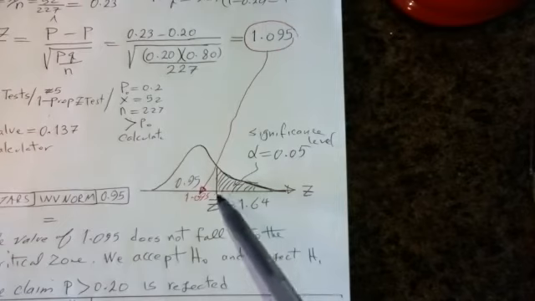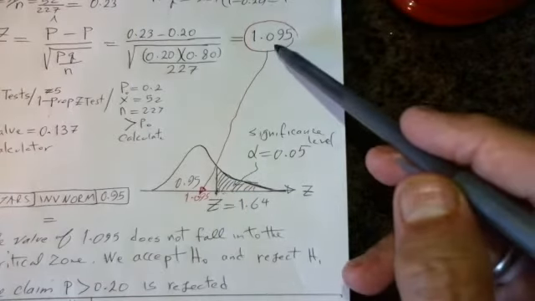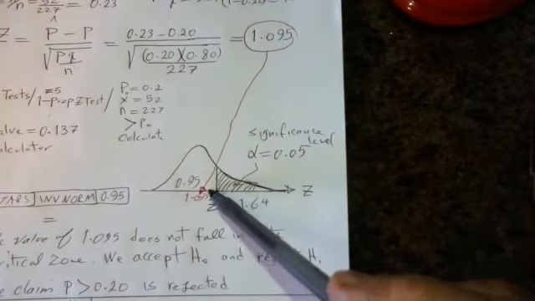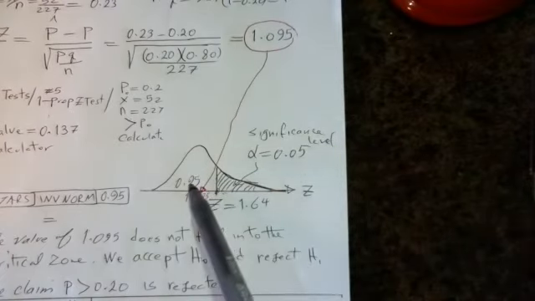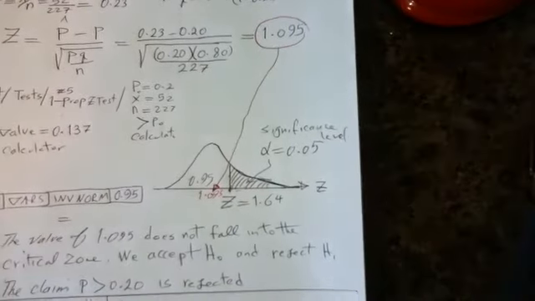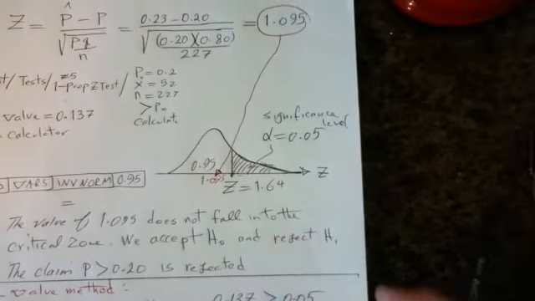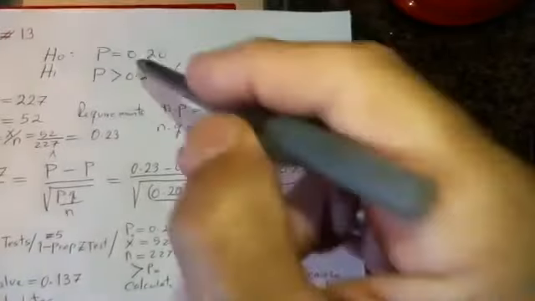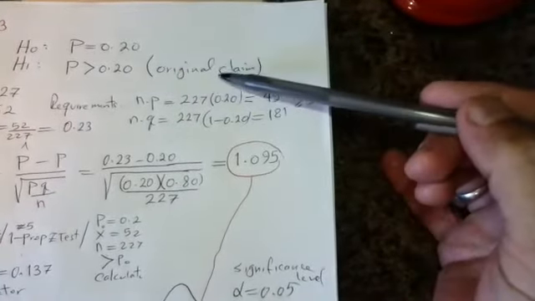If this is 1.64, the border point, the point that if you go beyond, you fall into the critical area, is 1.64, ours is 1.09. We don't fall into the critical area. We actually fall into the good area. So we accept H0. We don't reject H0 anymore. When you accept H0, then you have to reject H1. When we accept H0 it means we reject H1. So we reject their claim.